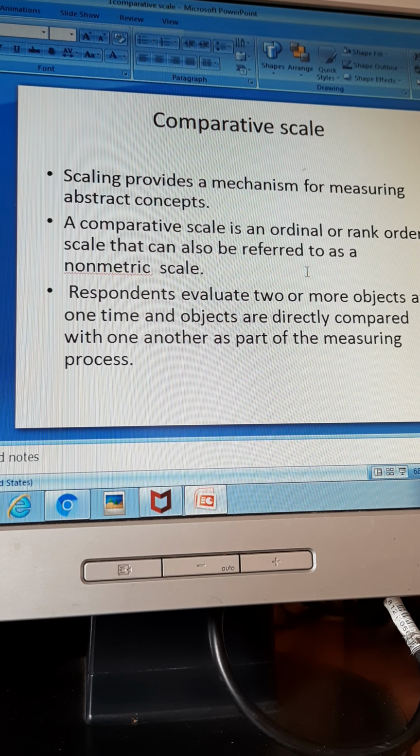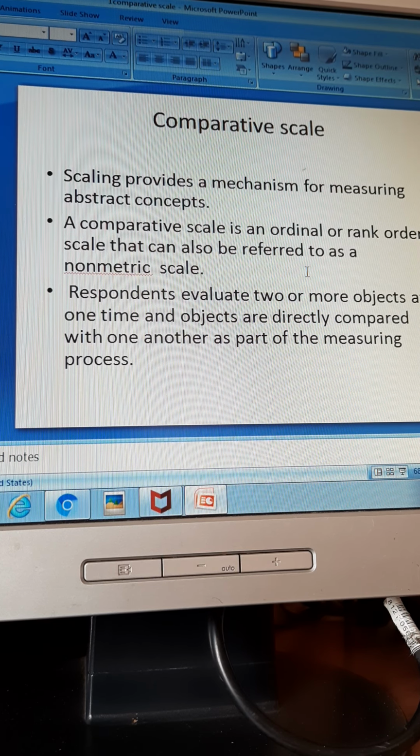There are 10 brands of soaps or 5 brands of soaps, and you give the order. Which one is the best and which one is the one you like the least? 1, 2, 3, 4. Okay. So all these things should jog your memory. You should be very clear about these things. Rank order scales are non-metric scales. What is a non-metric scale? We'll go through it now. Respondents evaluate 2 or more objects at one time. That is why it is a comparative scale. 2 or more objects at one point in time.